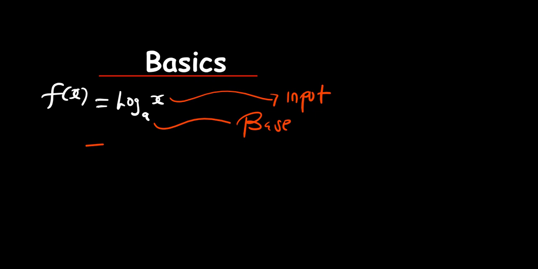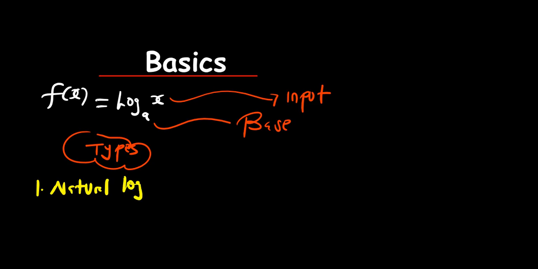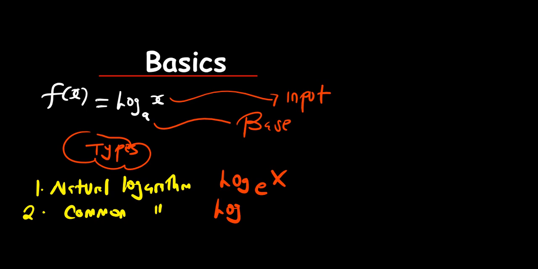Now there are two types of log functions that you're supposed to know as far as logs are concerned. Number one, a natural logarithm. Number two, there's what we call a common logarithm. Now, what's the difference between the two? A natural logarithm is a log in base e. A common logarithm is a log in base 10.